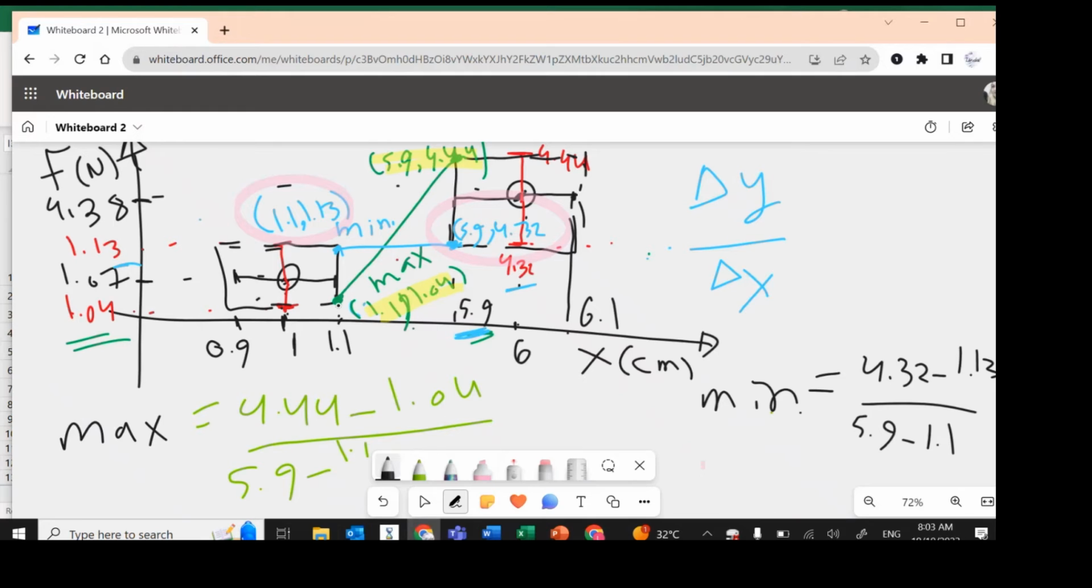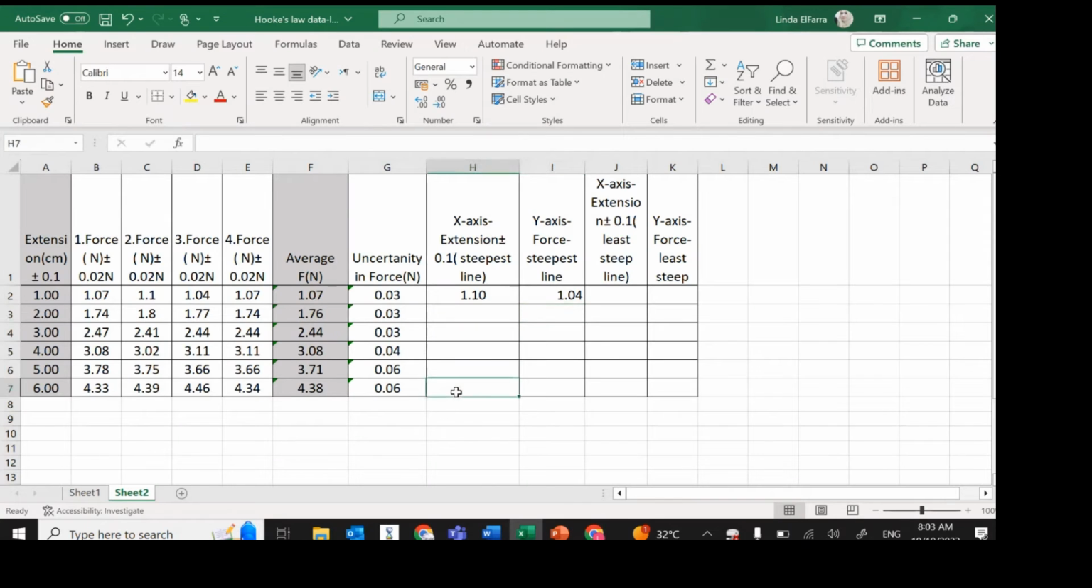This point, we're done with this point. Now we'll go to the second point, which is the last point. Now the last point here at the left-hand corner, x-axis, it's 5.9. What did we do? We take the value of x minus the uncertainty. So we go back here. This is the last value. So it will be 6 minus the value of uncertainty, which is 0.1.